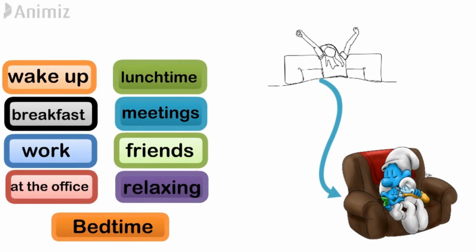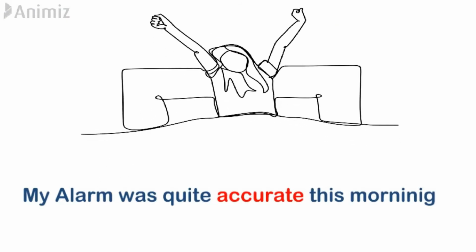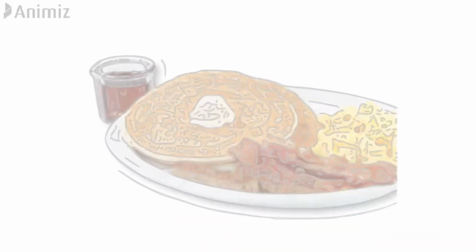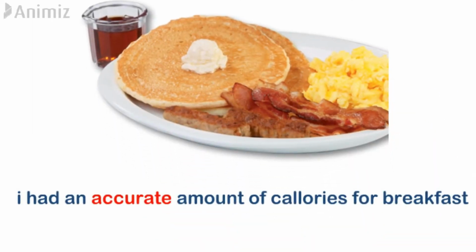Okay, let's begin. First, we wake up. My alarm was quite accurate this morning. The next thing we usually do is eat breakfast. I had an accurate amount of calories for breakfast.